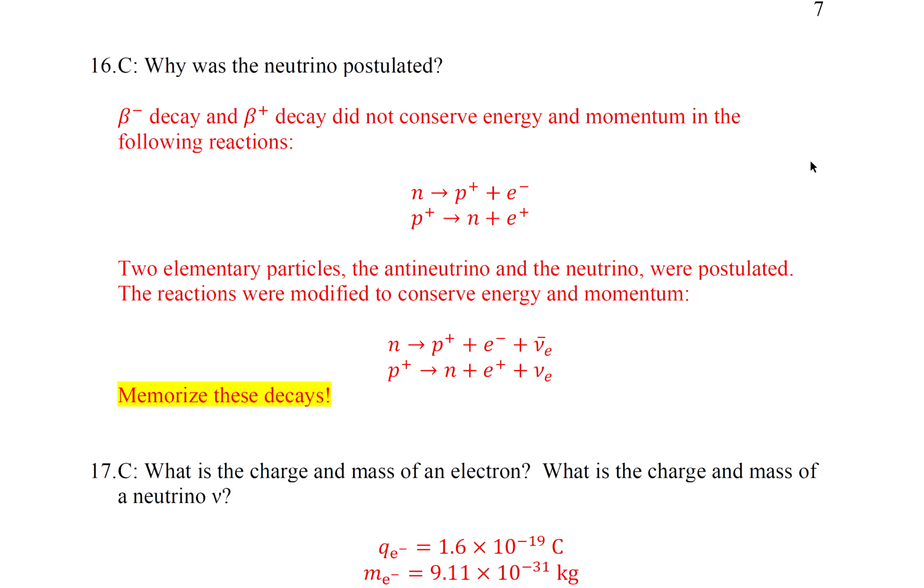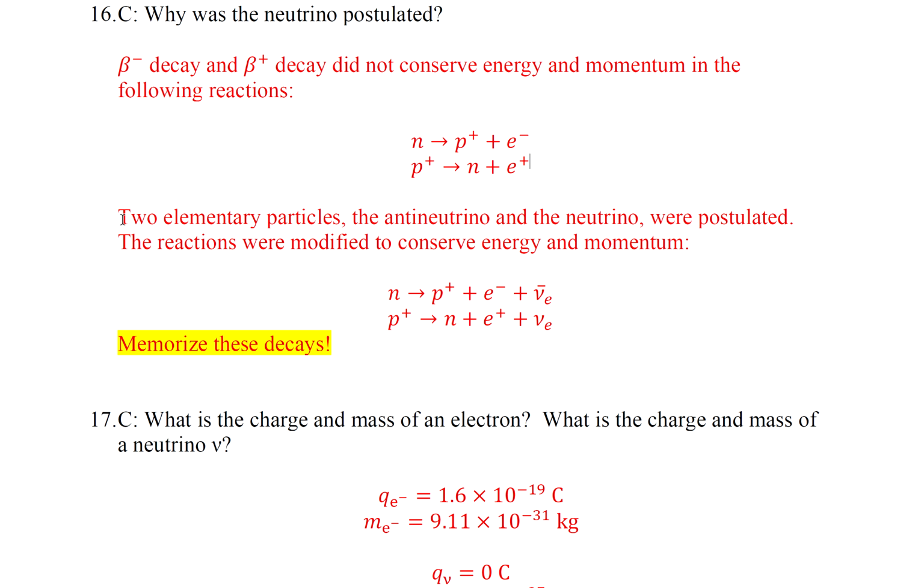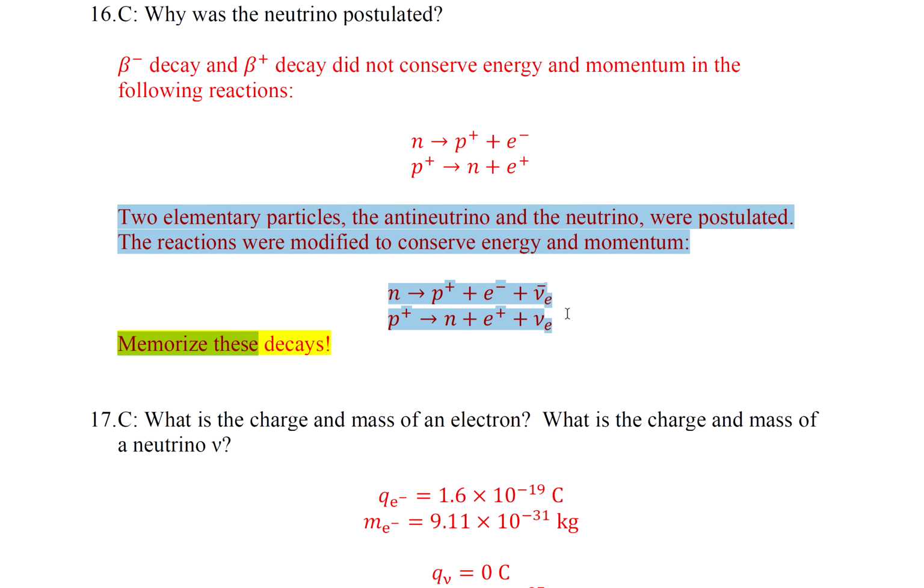Question 16, why was the neutrino postulated? Why did people assume that another elementary particle exists? Beta minus and beta plus decay did not conserve energy and momentum in the following reactions. Okay, so two elementary particles were postulated, and their reactions were modified to conserve energy and momentum. Once again, memorize these decays.